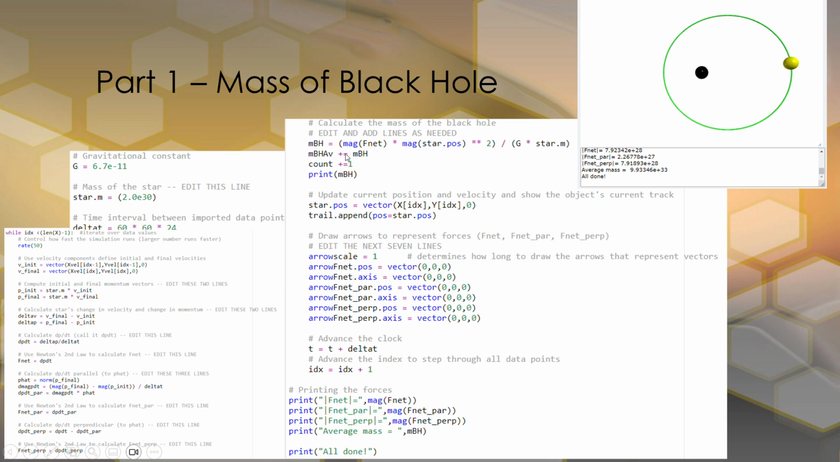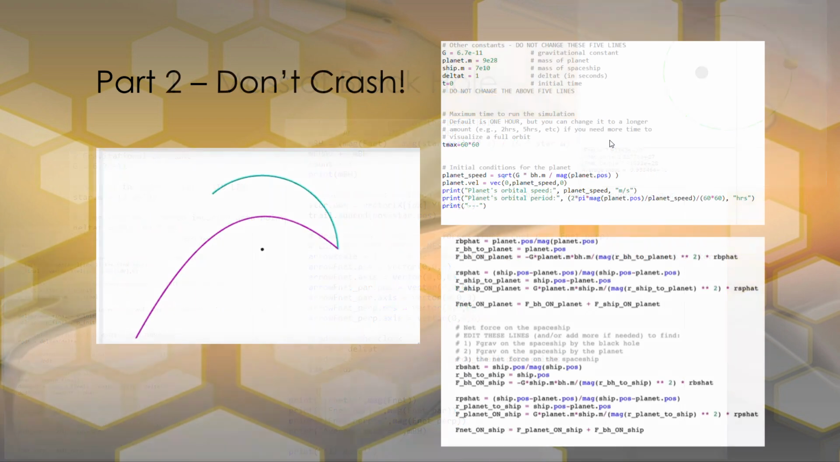And then to find the mass of the black hole, we basically reverse the gravitational formula. So it's F equals GMm over r squared. So this is big M, little m. So we did that and then we printed it. So here we go. We got the average mass, we got the net force, and we got both components of the net force. So that's super helpful for the circular motion.